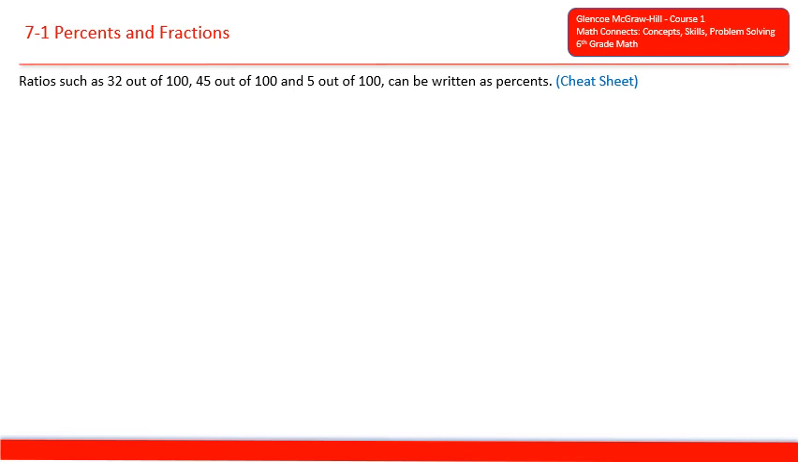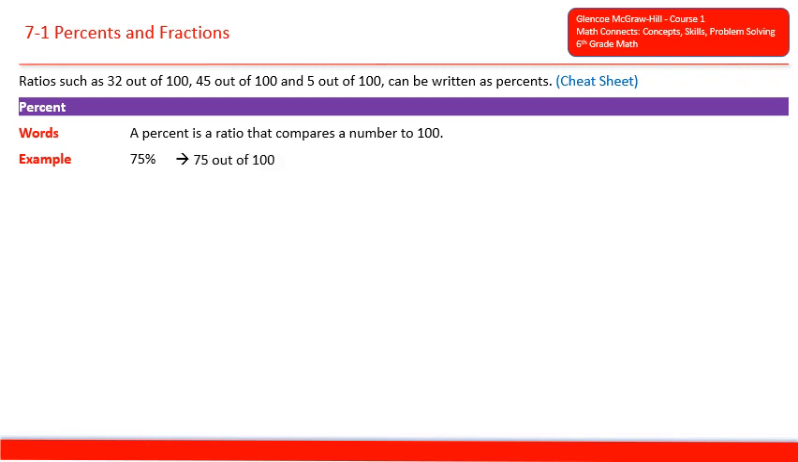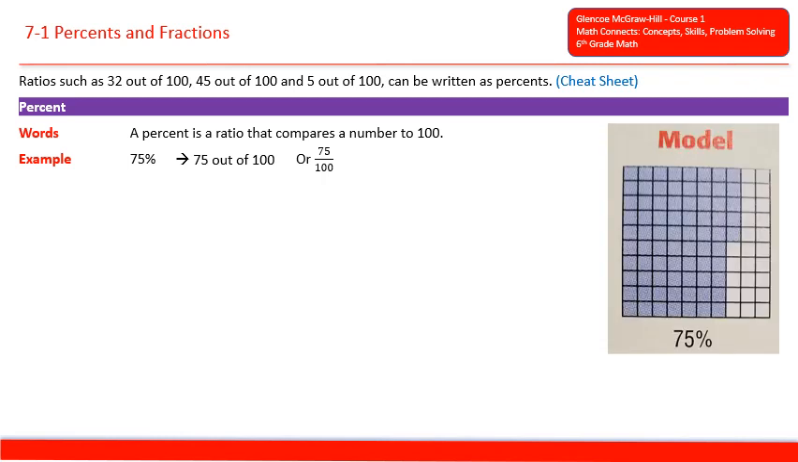Ratios such as 32 out of 100, 45 out of 100, and 5 out of 100 can be written as percents. Percent is a ratio that compares a number to 100. Example, 75%, 75 out of 100, or 75 over 100. And if we use a decimal model, we have a 10 by 10 grid, and 75 of the squares are shaded in to give us 75% of the 100.